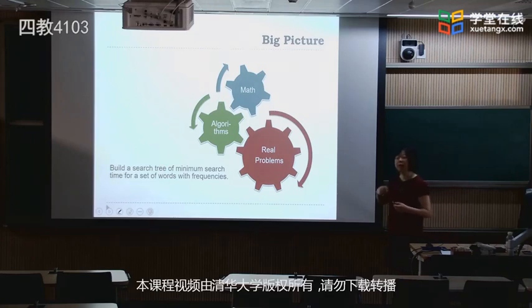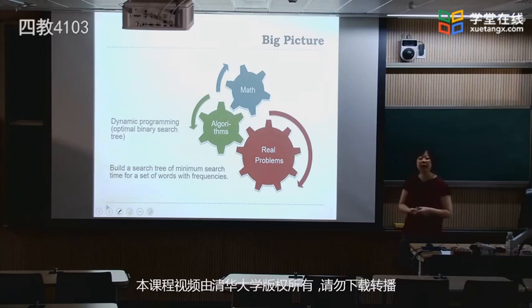From this course, we're going to learn several algorithm design strategies. For example, dynamic programming is one of them. And then you may be able to design a dynamic programming algorithm for this problem. It actually has a name. It's called the optimal binary search tree problem.